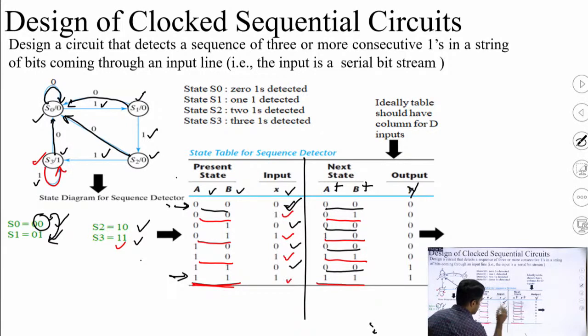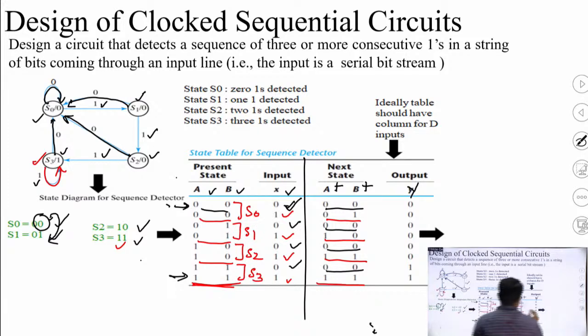Okay, so this is the transition, and similarly the output: this is S0, this is S1, this is S2, this is S3. In S0 output is 0, in S1 output is 0, in S2 output is 0, only in S3 I am getting output as 1.